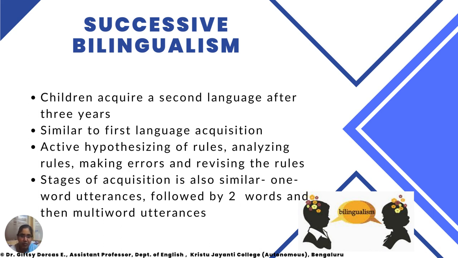First we started off with uttering one word, and then we moved on to two words, and then it became multilingual. Just like how we acquired our first language, the process is the same while acquiring the second language. Here the first language is learned entirely first, and then the second language is learned. So I hope you are clear about successive bilingualism.